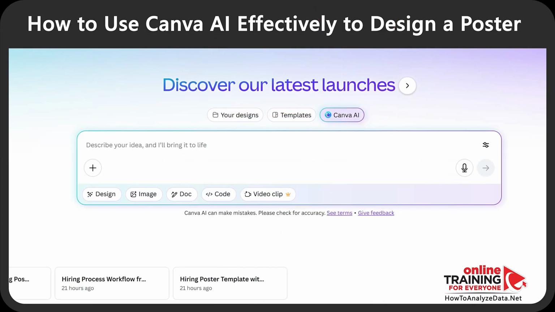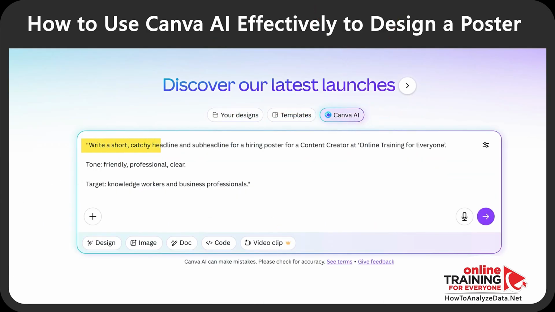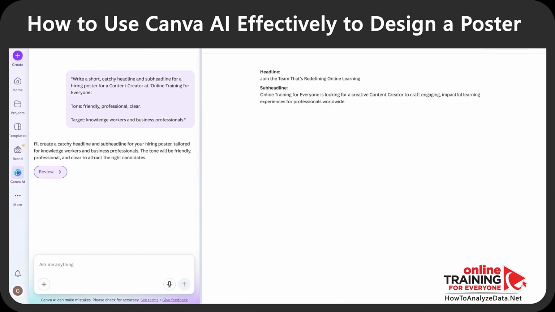Let's try this prompt. Write a short, catchy headline and subheadline for a hiring poster for content creator at online training for everyone. Tone friendly, professional, clear. Target knowledge worker and business professional. Isn't it cool? Let's enhance it now and include additional information.